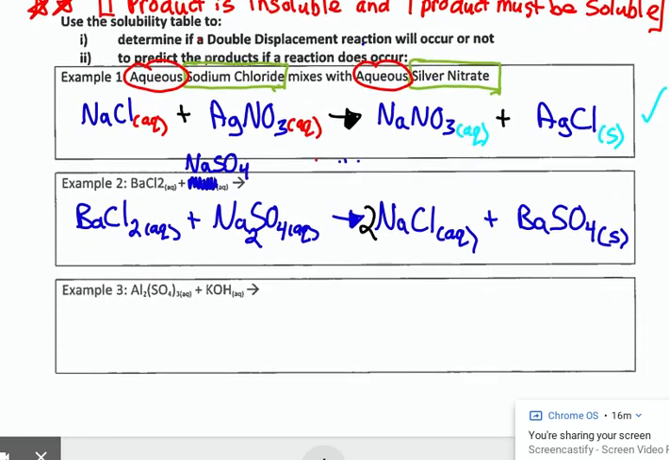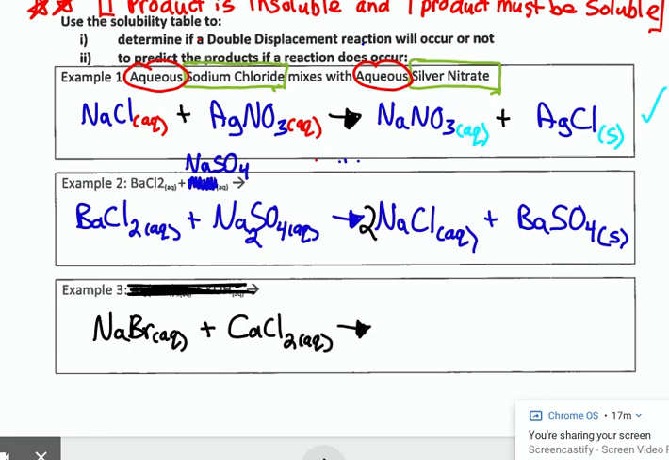All right, now I'm going to completely change our last example. I'm going to scratch this one out, and we're going to do 2 different ones. Okay, so for this example, what I would like you to do, we're going to do NaBr aqueous plus calcium chloride aqueous. So I want you to hit pause.